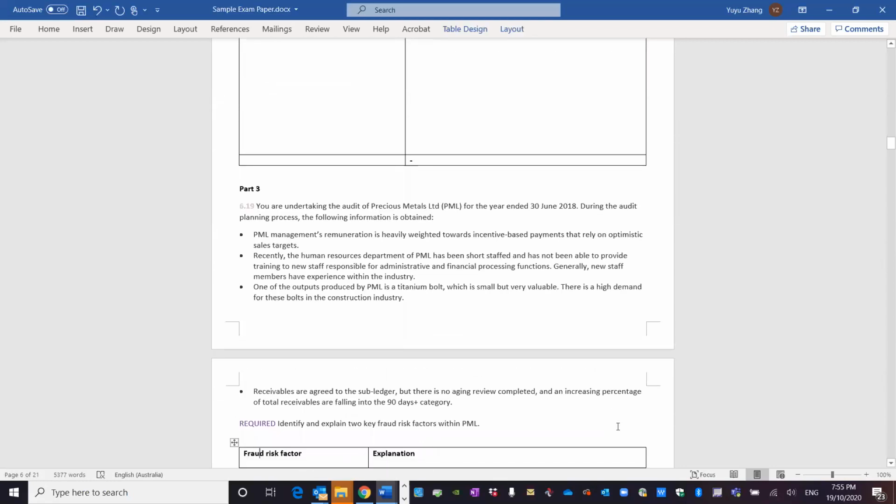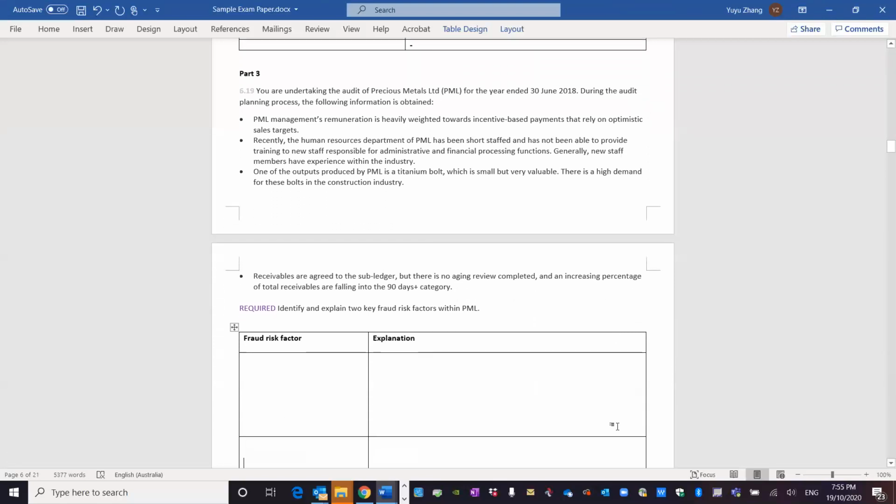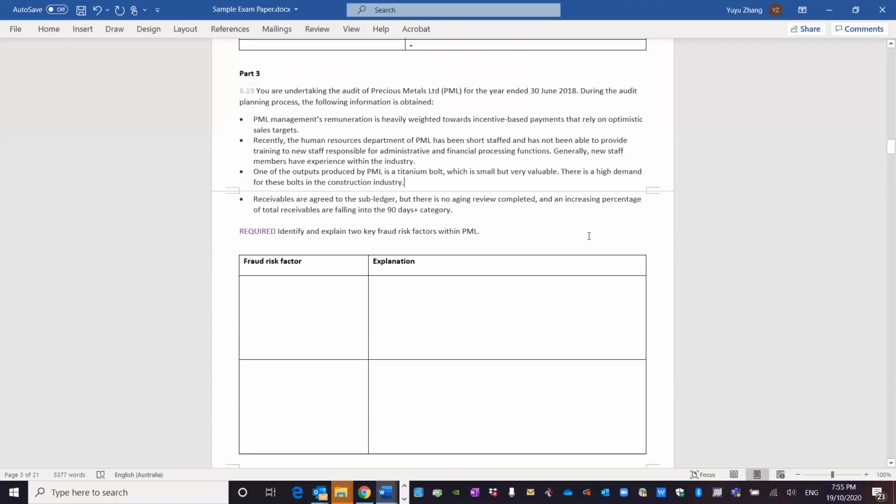Part 3. I could say actually questions are very, very simple. So here in this revision, what I want to do is to let you know how to answer those questions. Once you are able to explain and analyze, probably in your answer, you'll have some very key explanations. So if you know how to answer the questions, you can get more marks, I guess. Part 3. Identify 2 key fraud risk factors. So this is a very simple one. Let's just do this one in 2 minutes.